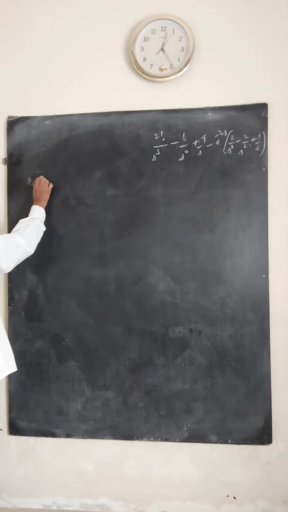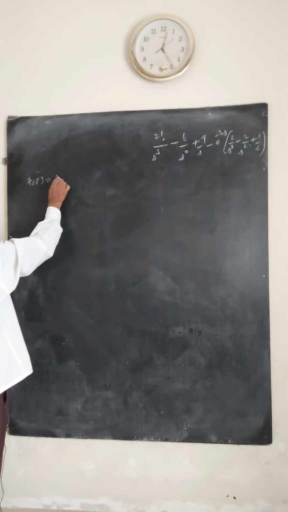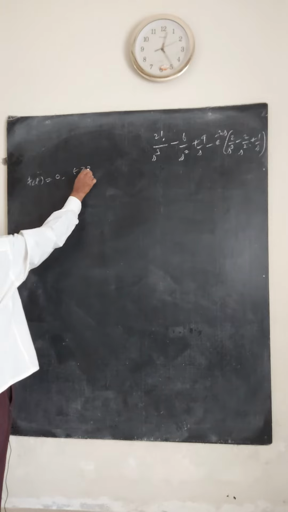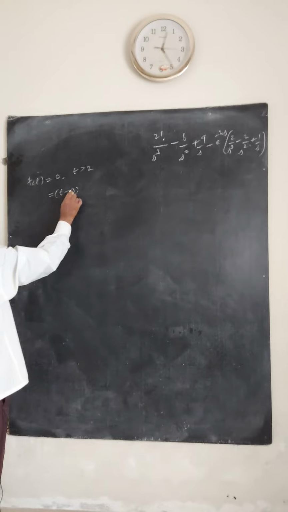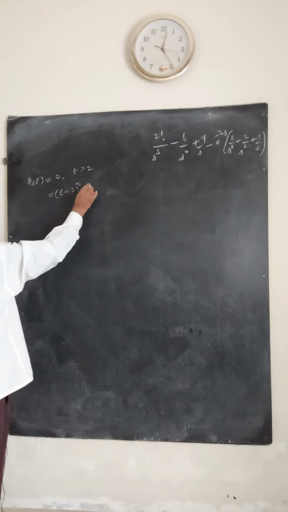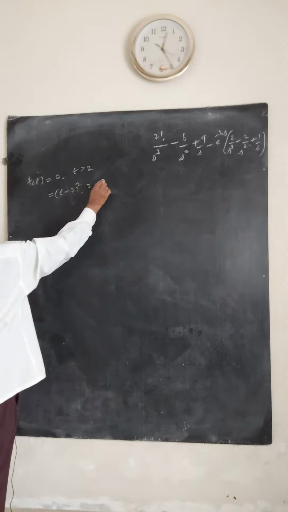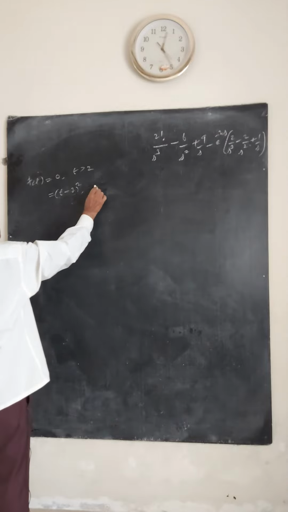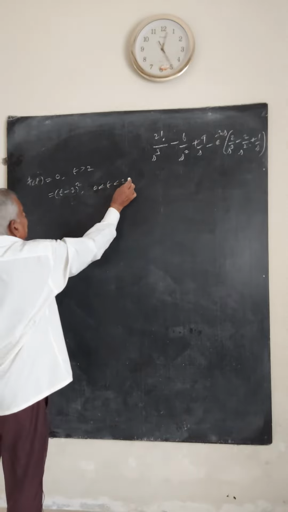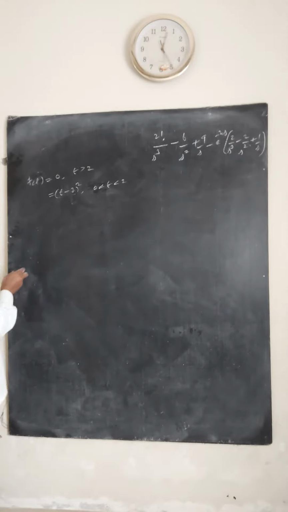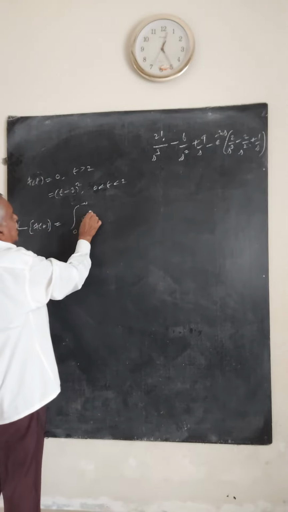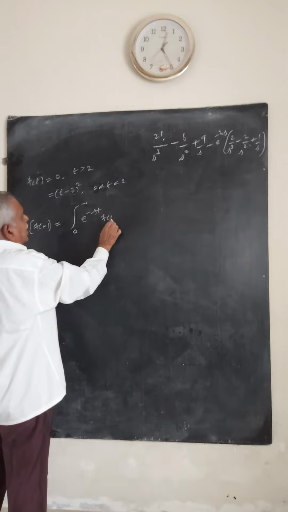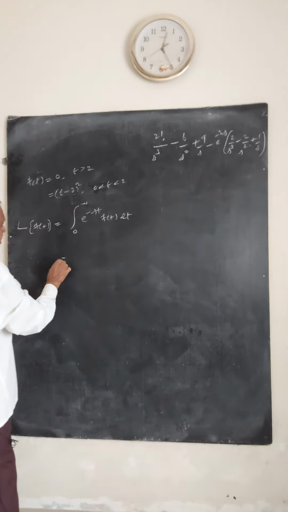f of t equal to 0 when t is greater than 2, and equal to (t minus 3) whole square when 0 is less than t less than 2. Let us do the direct method. L of f of t equals the integral from 0 to infinity of e power minus st f of t dt.